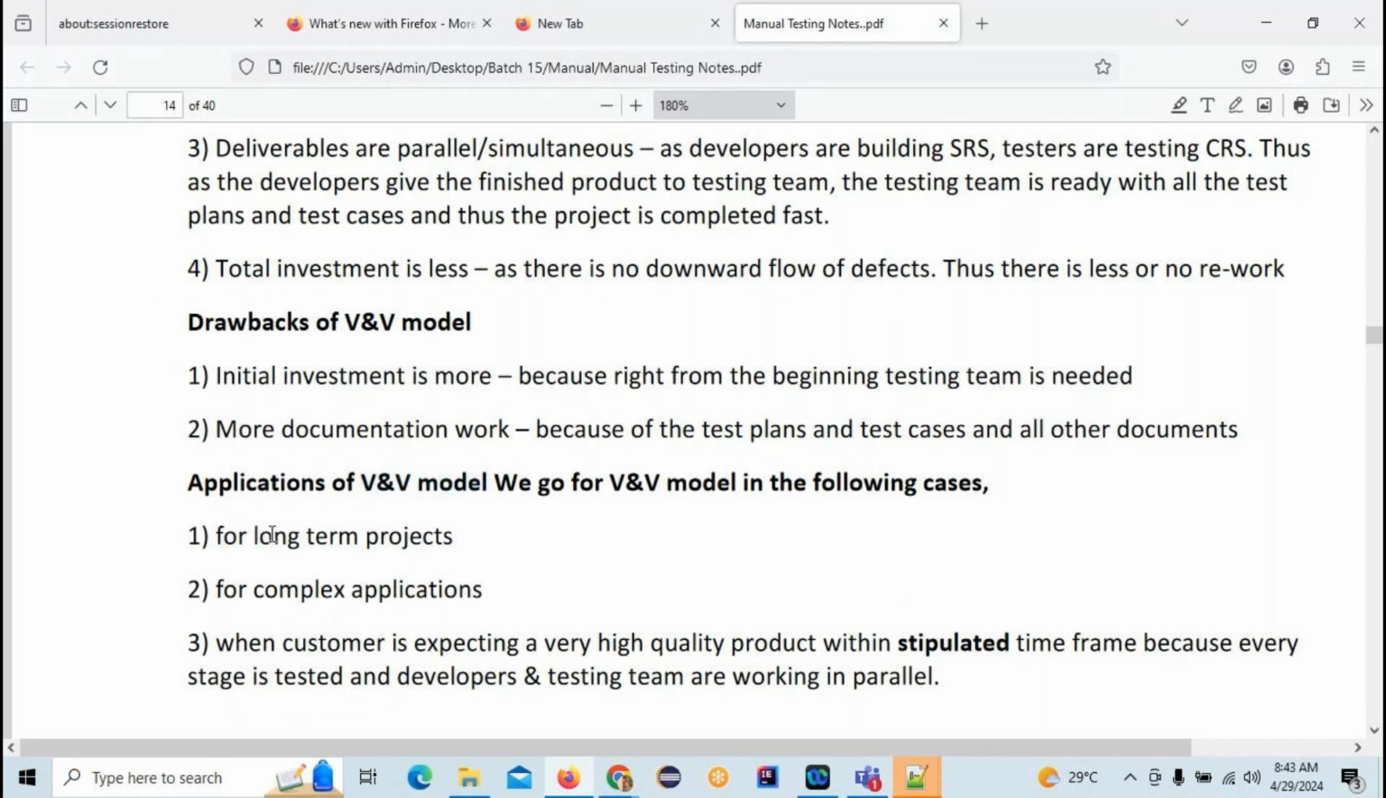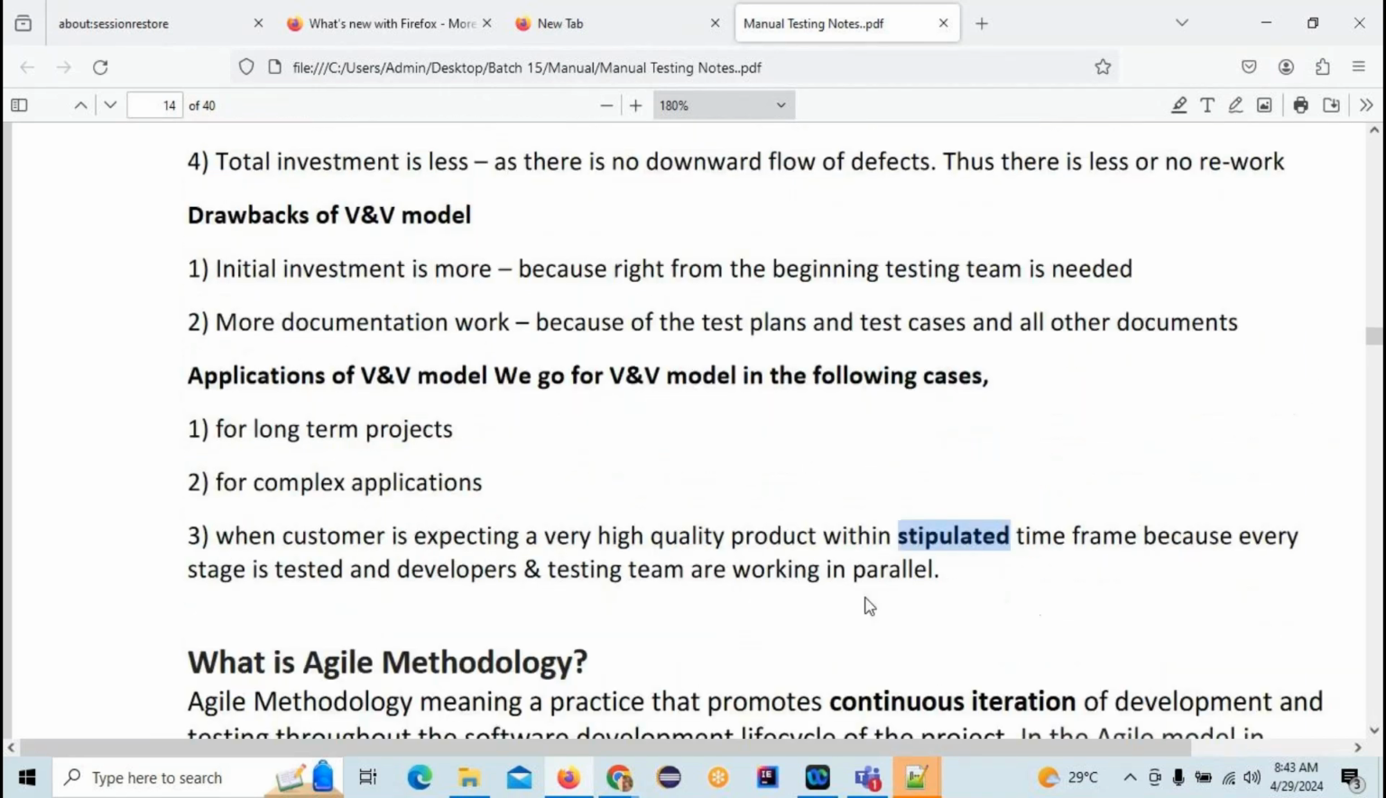For long term projects, for complex applications, we are going to use the V&V model. When the customer is expecting a very high quality product within a stipulated time, or a quality product in less time and a particular period of time, we are going to use the V&V model. So this is all about the V&V model.